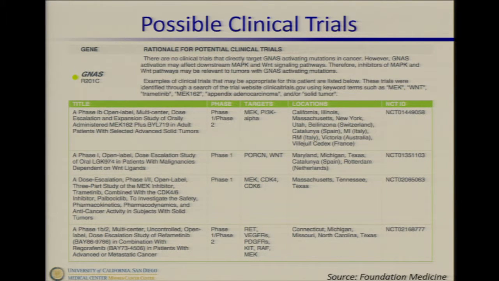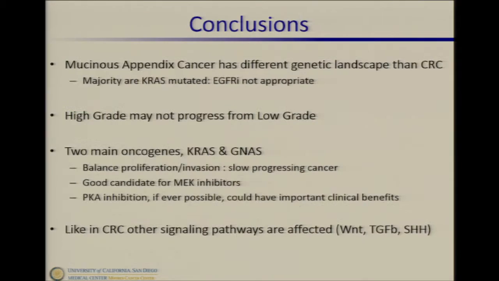And you will notice that those trials are actually not open for appendix cancer specifically, because I don't think any company wants to open a trial for appendix cancer. There are just too few of those, but they're what's called umbrella trials, where they include many tumors, maybe solid malignancies or metastatic cancer. So umbrella trial. All right, so take-home message. The mucinous appendix cancer has a different genetic landscape than colorectal cancer. The majority are KRAS mutated. In colorectal cancer, it's not the case, about 40% only.